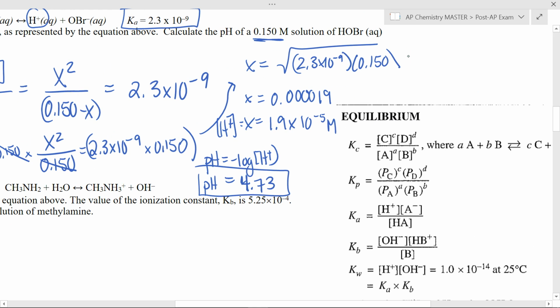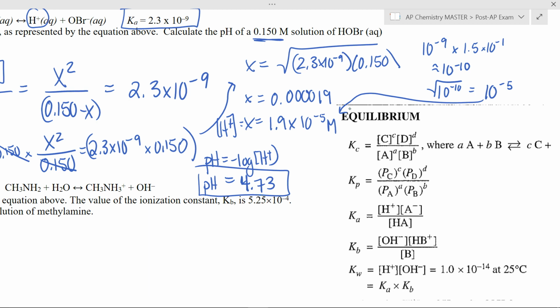So for example, going up here, this is 10 to the negative 9 times like 1.5 times 10 to the negative 1. When I multiply these numbers together, I get something about 10 to the negative 10th. If I take the square root of 10 to the negative 10th, that's going to be about 10 to the negative 5th. So notice how my answer is something times 10 to the negative 5th. So I can do some mental math and see, does my answer seem reasonable? Yeah, because that square root of 10 to the negative 10 should be something times 10 to the negative 5th.